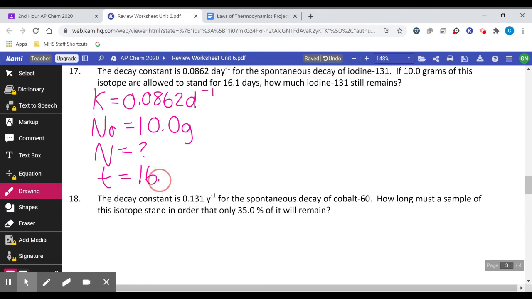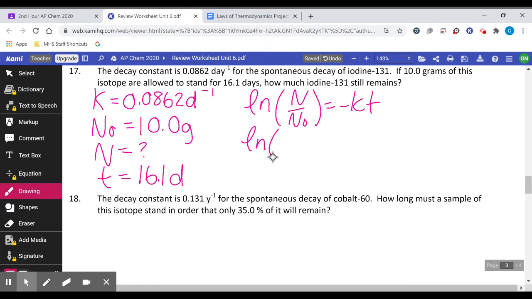So t is equal to 16.1 days. Since we're dealing with grams, we want to use the form that has the natural log of N over N sub 0 equals negative k times t. So we'll have our natural log. We're solving for N, so we're just going to leave it as that. N sub 0 is 10.0 grams.